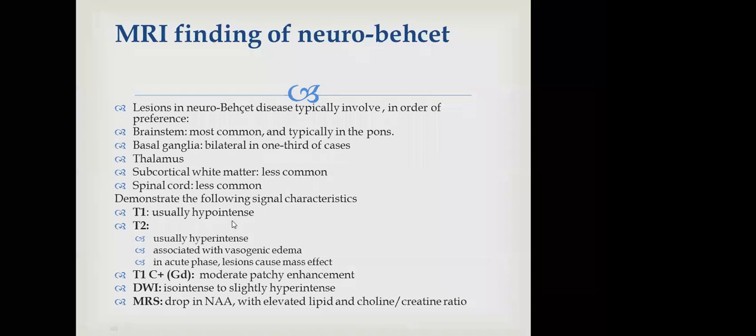They demonstrate the following characteristics: usually hypointense on T1, usually hyperintense on T2, associated with vasogenic edema in the acute phase, and the lesions cause mass effect. Moderate patchy enhancement with gadolinium, slightly hyperintense or restricted on diffusion. Drop in NAA with elevation of the lipid and choline to creatine ratio.